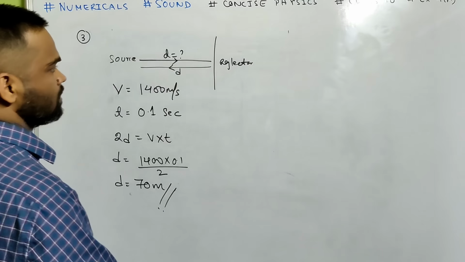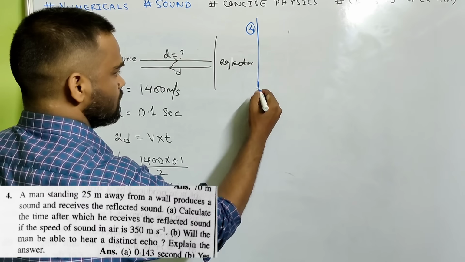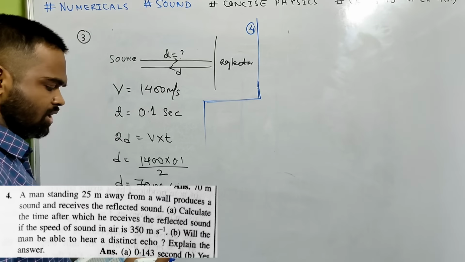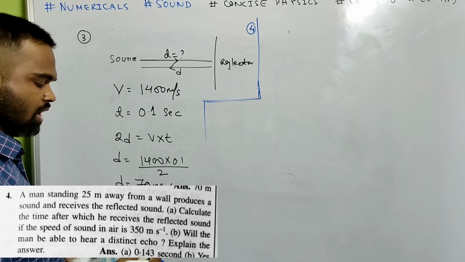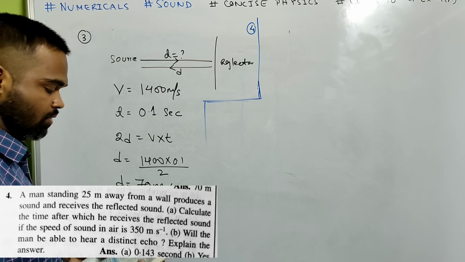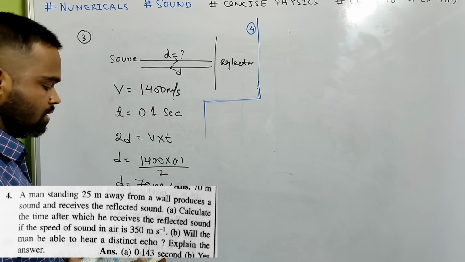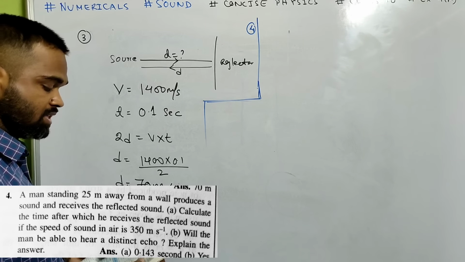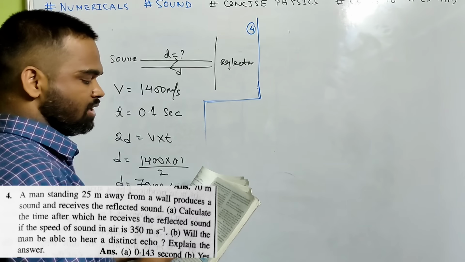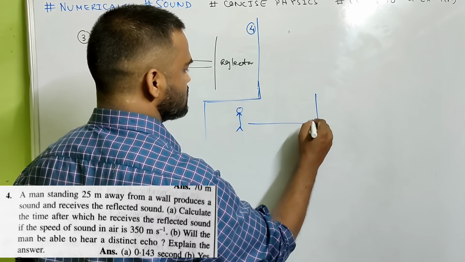Now let us look at number 4. We'll do it over here only. There is enough space. Number 4. What are they saying? A man standing 25 meters away from the wall produces a sound and receives the reflected sound. Calculate the time after which he receives the reflected sound. If the speed of sound in air is 350 meters per second, will the man be able to hear a distinct echo? Explain your answer. Look, what is given to us? A man standing 25 meters away from the wall. So this is your man, this is the wall, and the distance is how much?